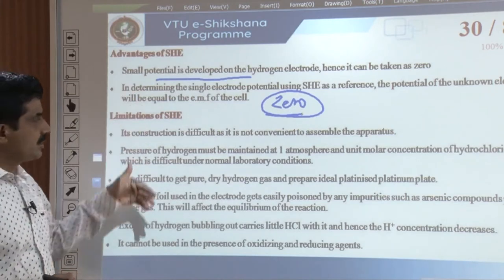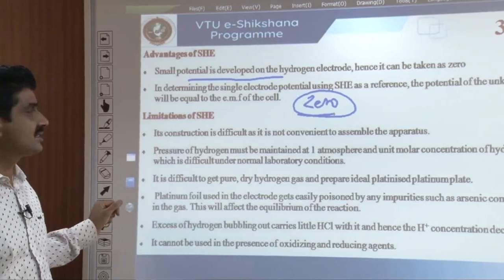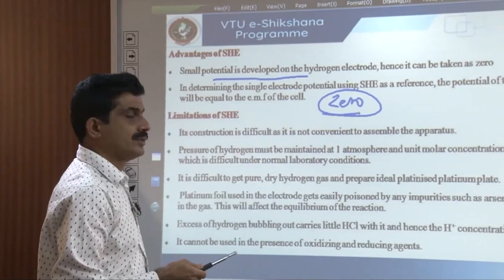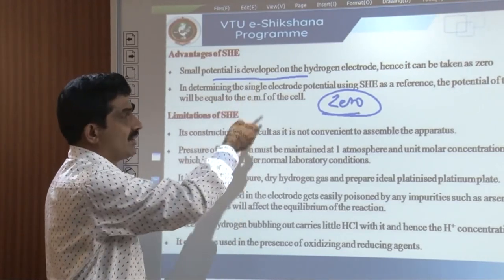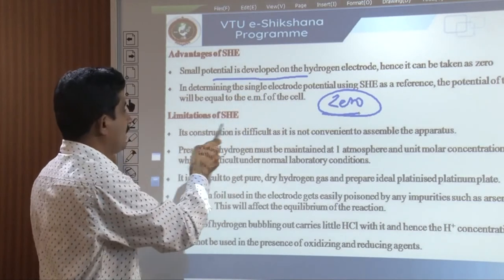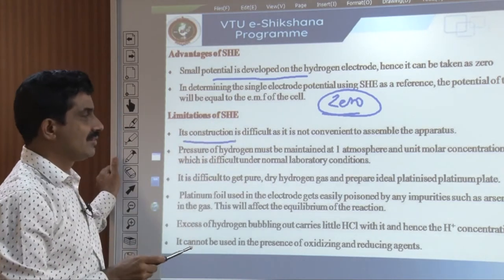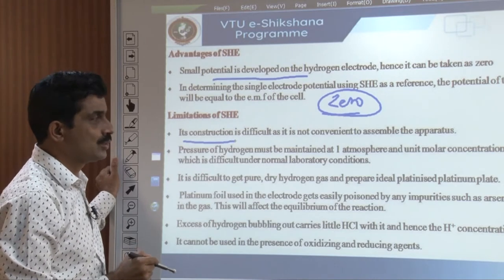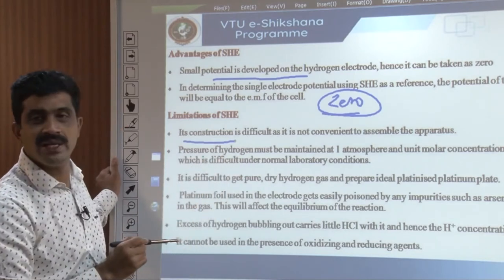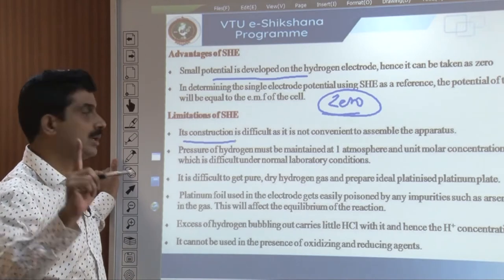But this standard hydrogen electrode has some limitations. What are the disadvantages or the limitations of the standard hydrogen electrode? Its construction is difficult, as it is not convenient to assemble the parts. Then the pressure of hydrogen must be maintained exactly at 1 atmosphere, and the concentration of hydrochloric acid should be exactly 1 molar.